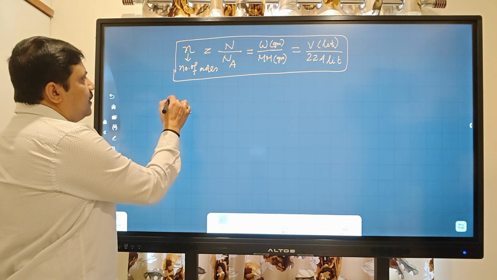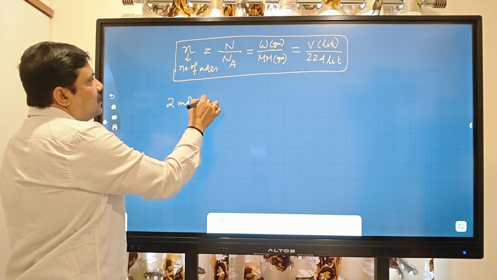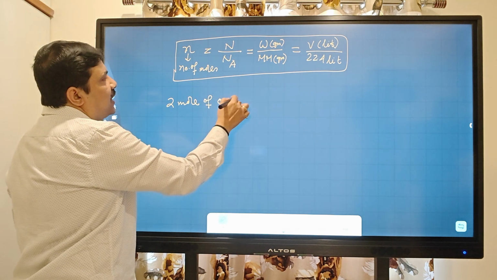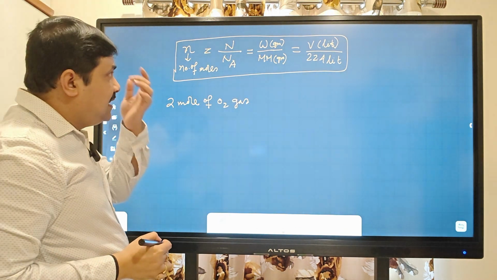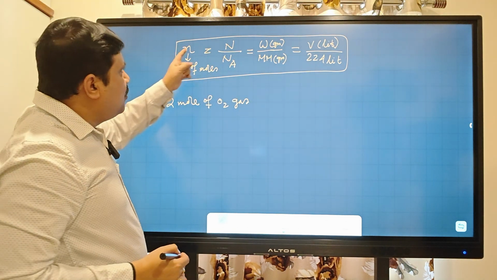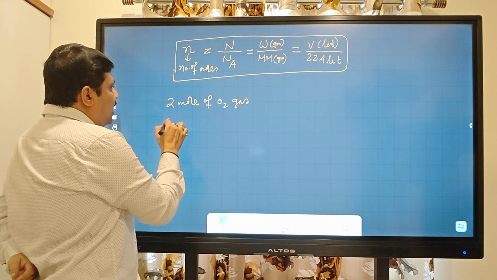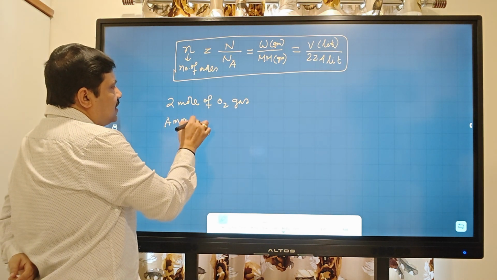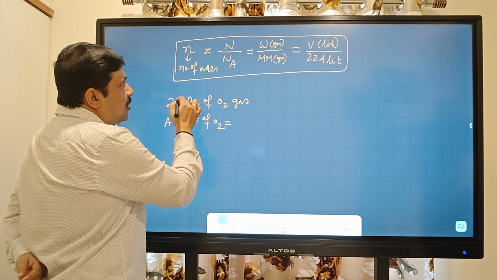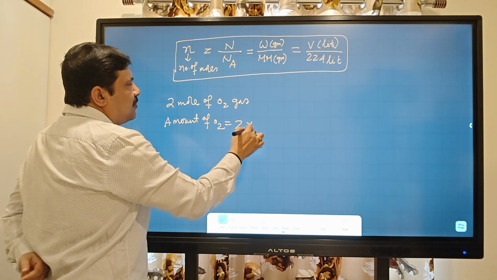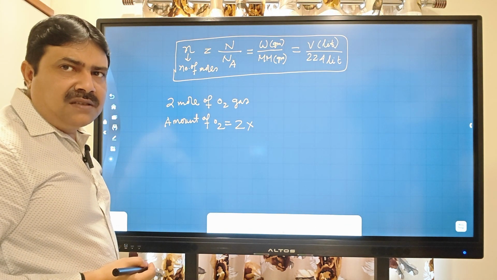Suppose they are telling 2 mole of oxygen gas, O2 gas. Then what is the amount of O2 gas present? That means number of moles into molar mass, you will get amount of the substance. So amount of O2 will be equal to number of moles, which is 2, into molar mass. Each oxygen atom is 16, 2 oxygen atoms means 32.